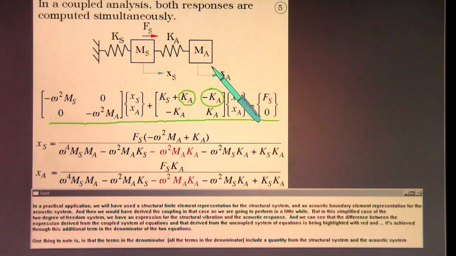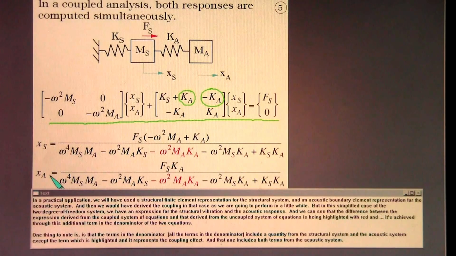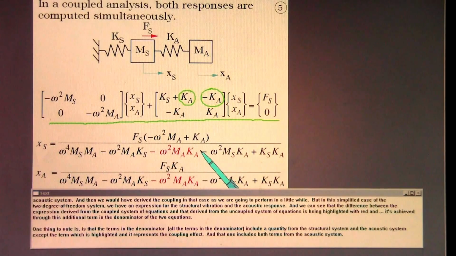But in this simplified case of the 2-degree of freedom system, we have an expression for the structural vibration and the acoustic response, and we can see that the difference between the expression derived from the coupled system of equations and that derived from the uncoupled system of equations is being highlighted with red, and it's achieved through this additional term in the denominator of the two equations.